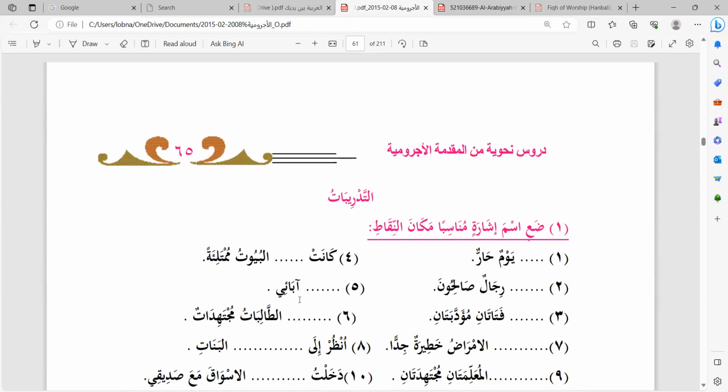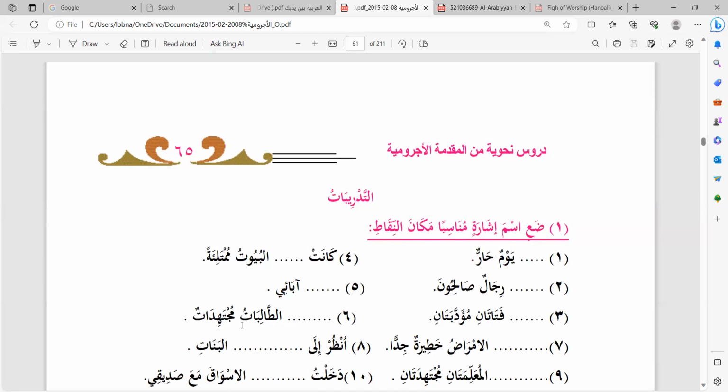This is a weird sentence. آبائي is to indicate fathers. But when you say آبائي, it means my fathers. I'll skip this one. Maybe they were trying to say, they should have just said هؤلاء آبائي. Let's go to the sixth one.